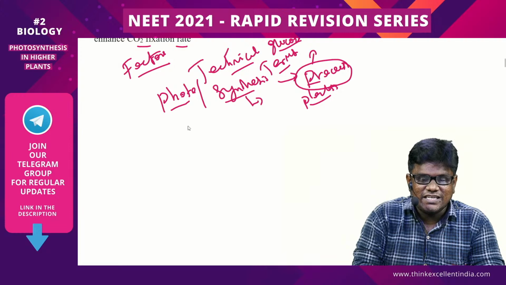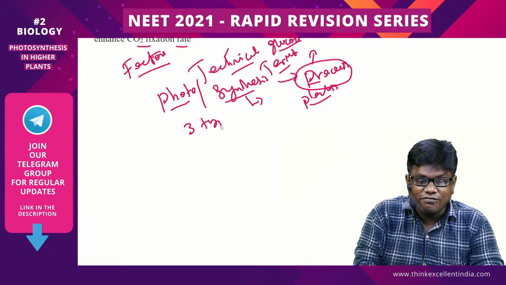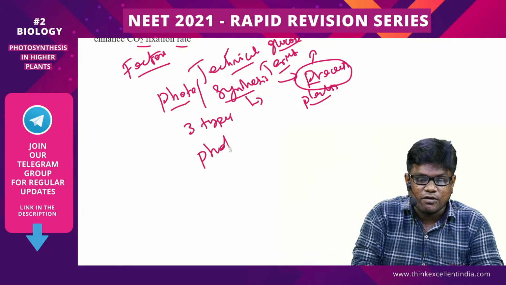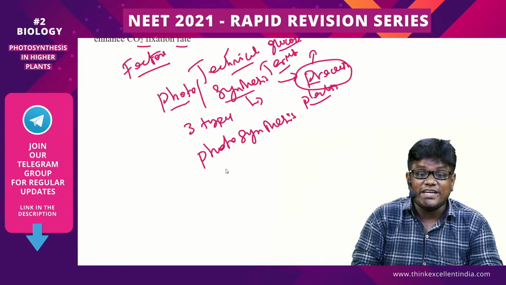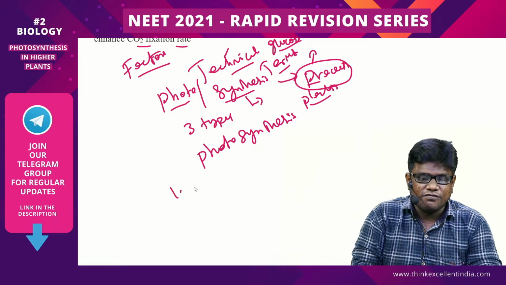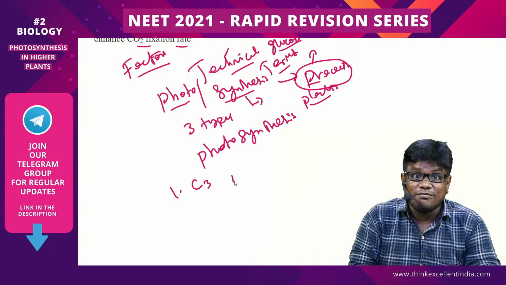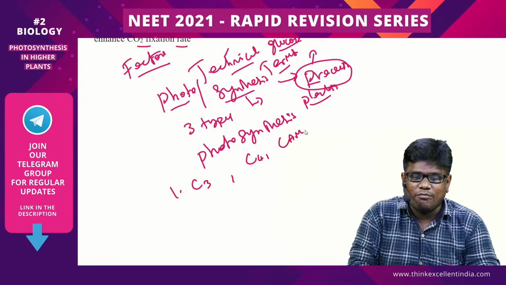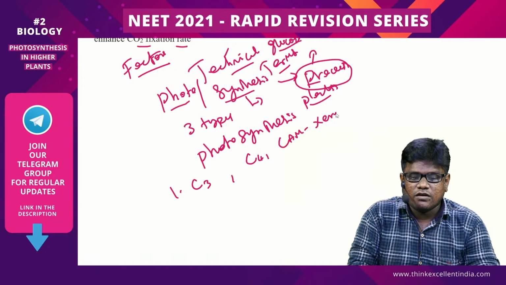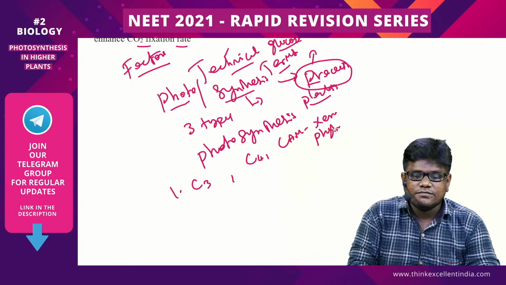You can see three different types of photosynthesis process. The first one is C3 plants. The second one is C4 plants. The final one is CAM. CAM means what? Xerophytic plants.